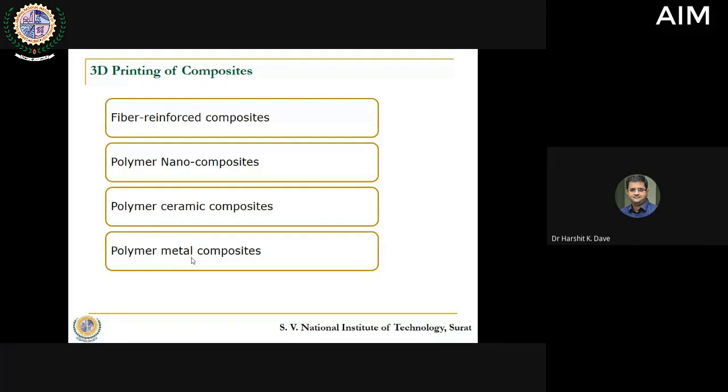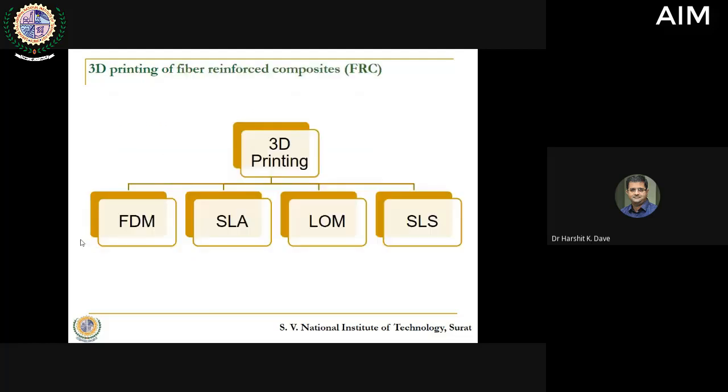Now, when I talk about the 3D printing of these composites, I would come to these 4 different types of composites, as I had initially said. We will have a discussion on how fiber reinforced composites are produced. This would be in greater detail, including the work which we are carrying out at our place. Then this would be followed by nano composites using polymer matrix, followed by ceramic and metal composites under the polymer matrix. These would be the 4 different classes of composites which I plan to discuss today.